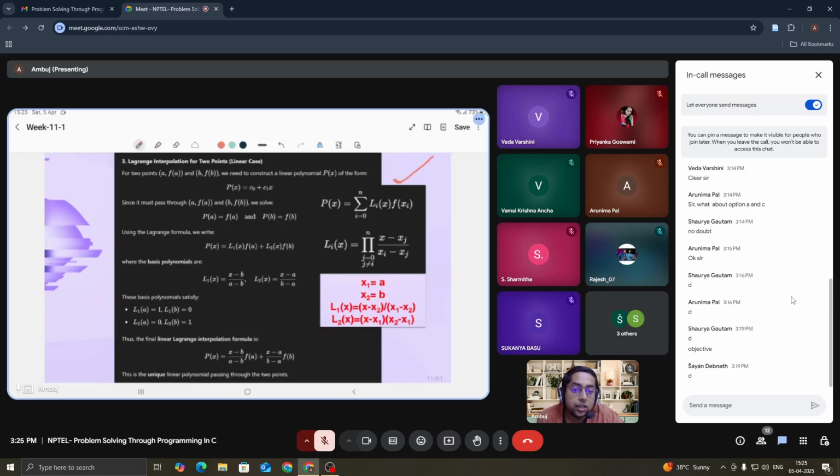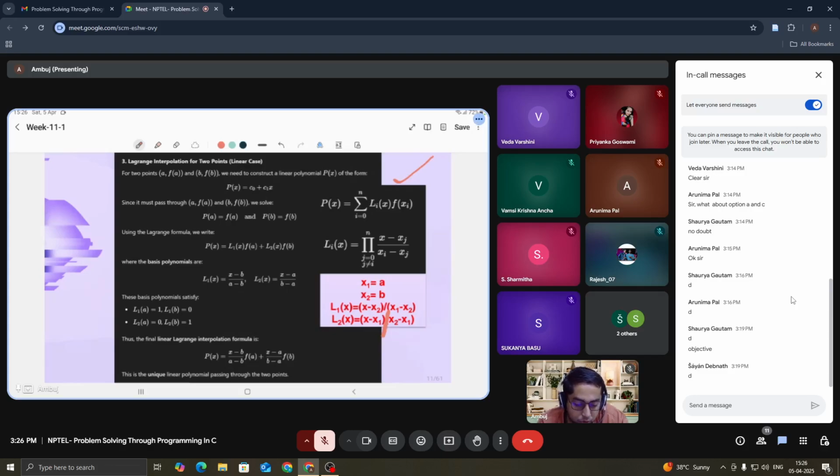I cannot write down x1 here because I'm denoting the expression of L1(x), where i is 1, so j cannot be equal to i. That is why I have written (x minus x2) over (x1 minus x2). Similarly, the expression for L2(x) will be (x minus x1) over (x2 minus x1). Here, one division symbol is missing, yes, this would be there.